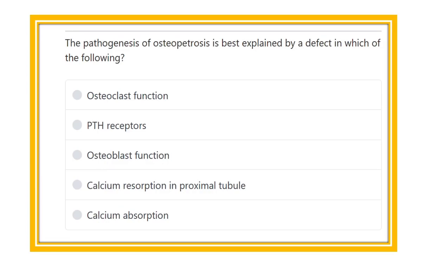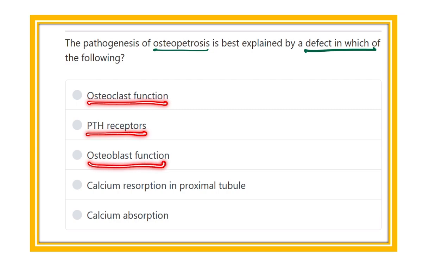The pathogenesis of osteopetrosis is best explained by a defect in which of the following? Here are the options: osteoclast function, parathyroid hormone receptors, osteoblast function, calcium resorption in the proximal tubule, and calcium absorption.